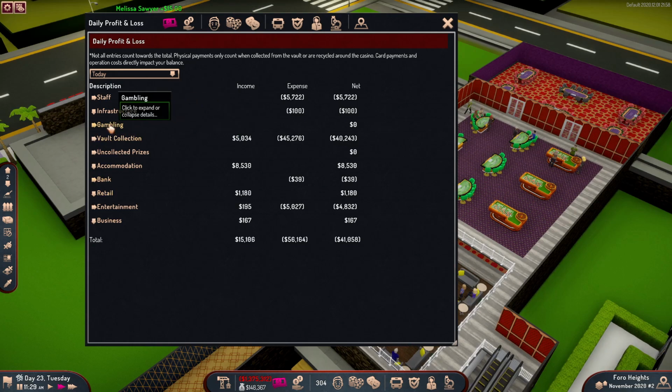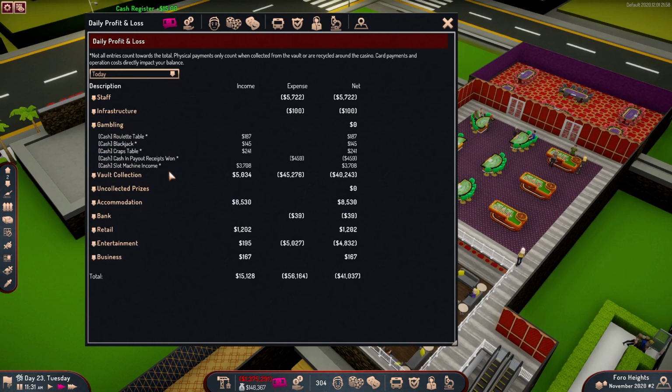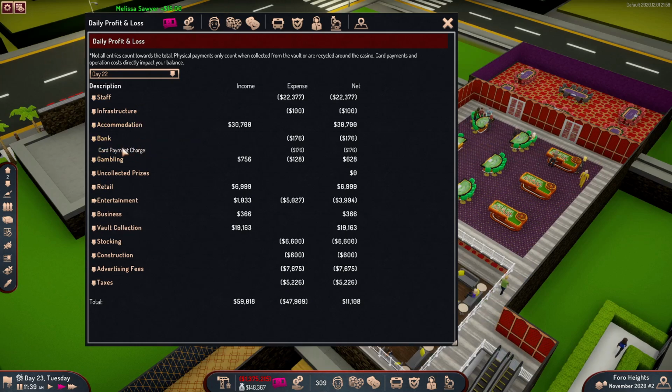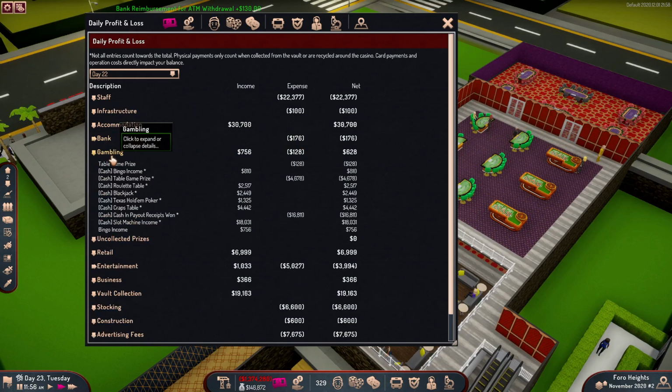Now, here's where we get into some of the questionable things of where is this money actually coming from and where is it going. Okay, so bank, we have our card payment charges. That's just, every business has to pay a fee whenever a card is ran, right? Any debit credit card that gets ran goes through a machine. You have to pay a little bit to the man because you're using their bank services.